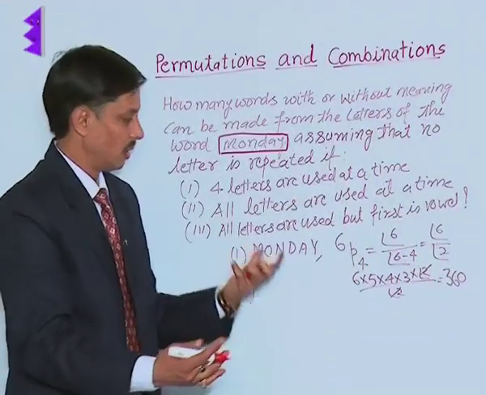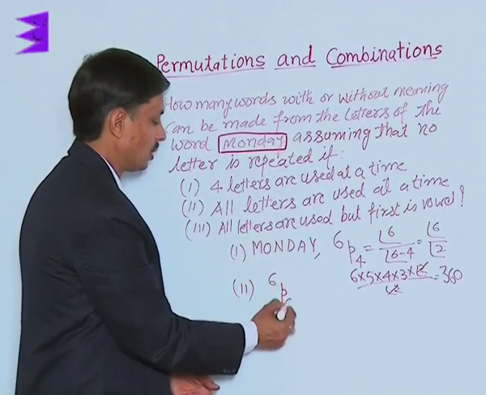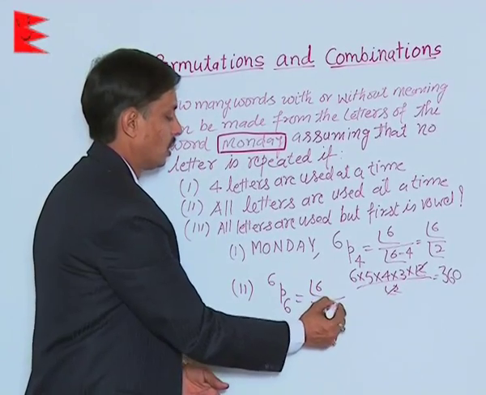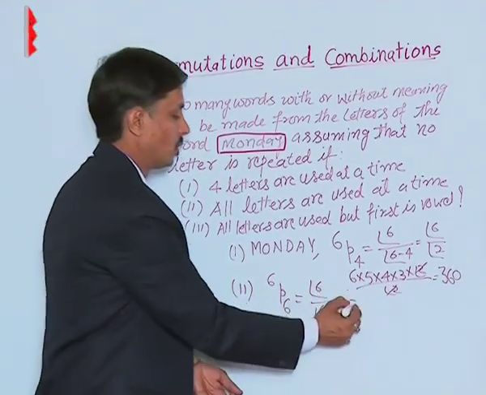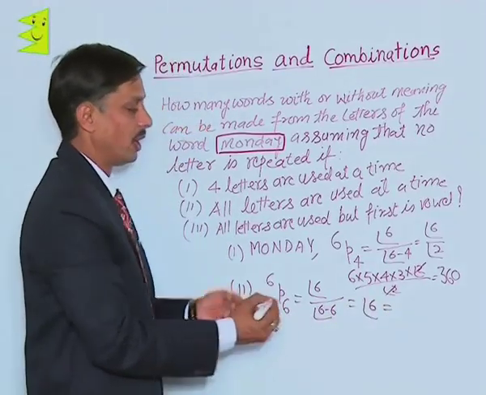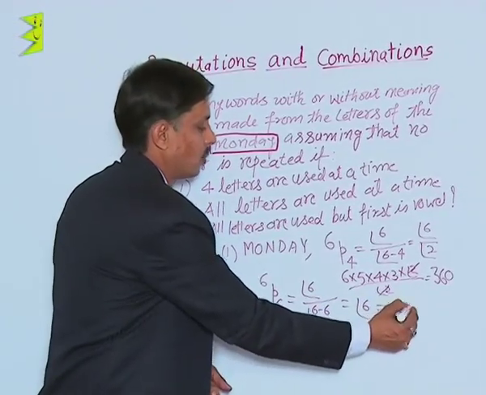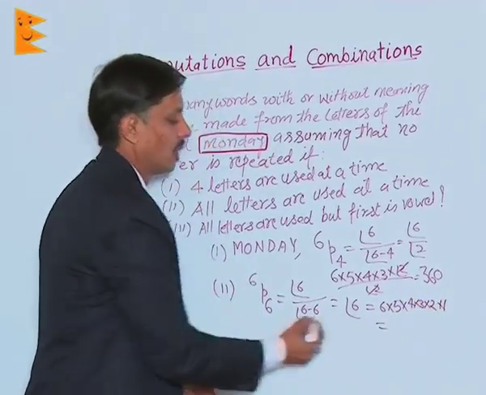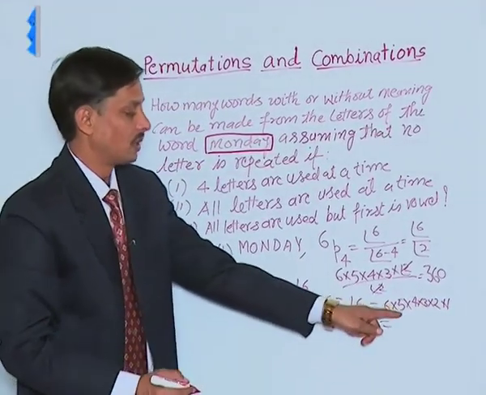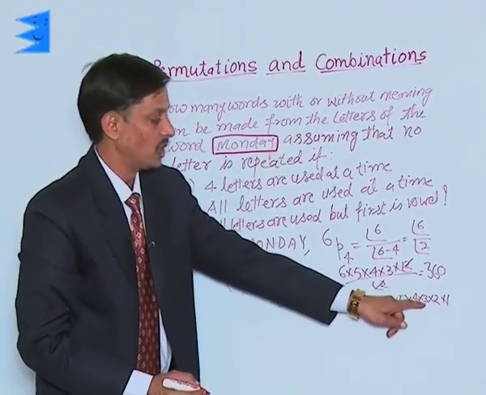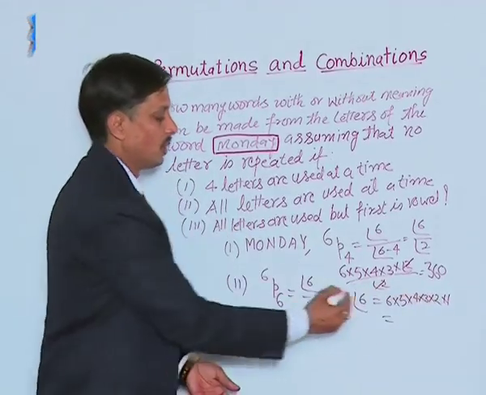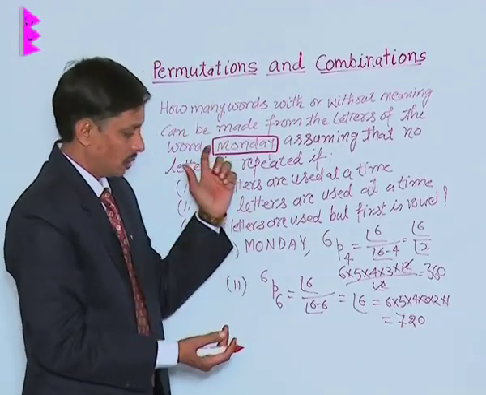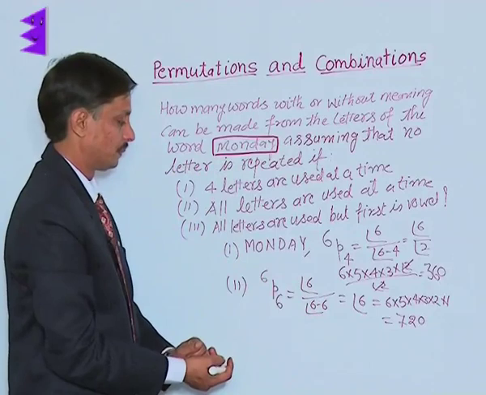The second part is all letters are used at a time. So taking all means 6P6, which becomes factorial 6 upon factorial 6 minus 6, which equals factorial 6, and you know factorial 6 means 6 into 5 into 4 into 3 into 2 into 1. This answer: 6 into 5 is 30, and the next product is 4 into 3 is 12, 12 into 2 is 24, that is 720. And you must remember at least 5 or 6 values of the factorial.